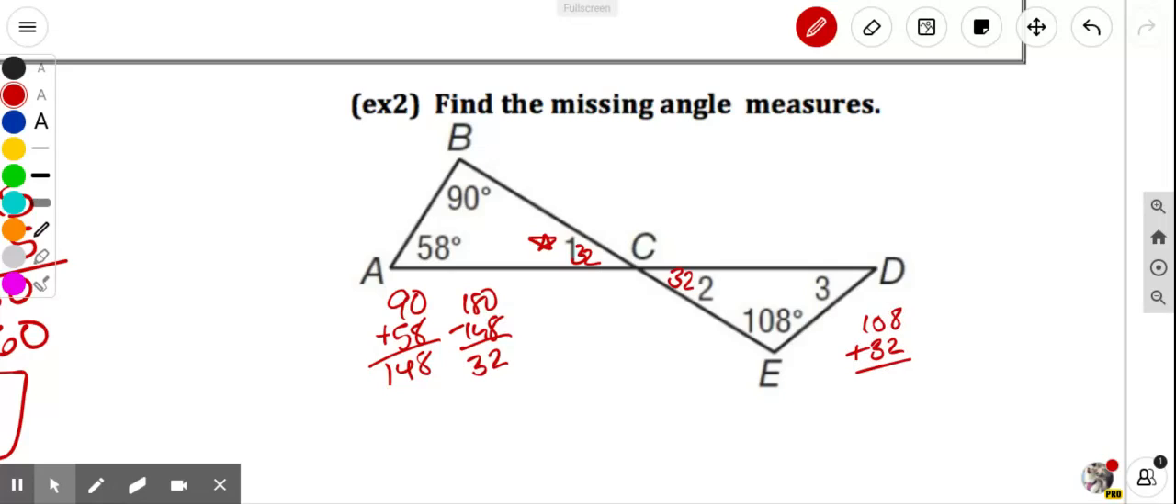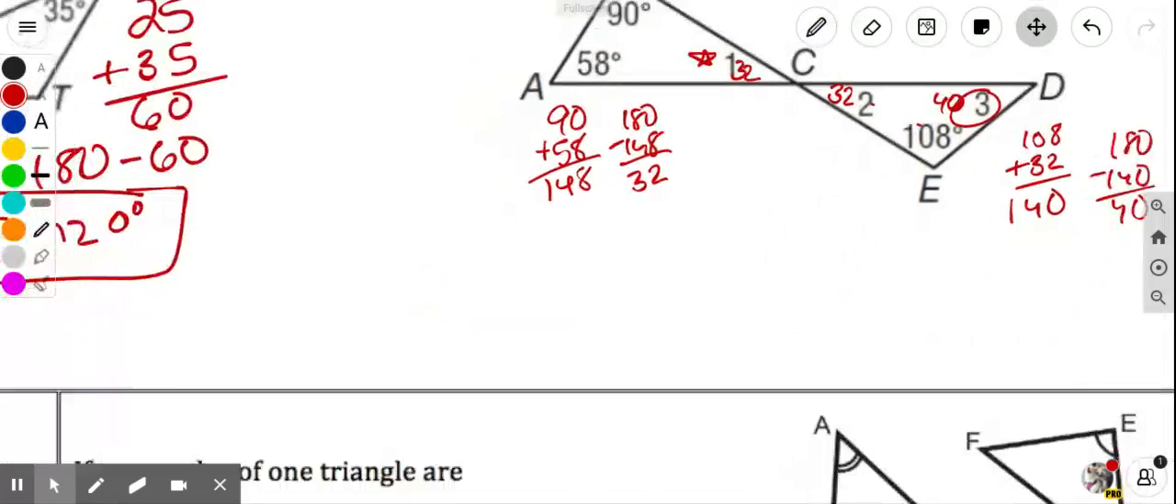So now, I should probably say what I'm doing. Now I'm going to add these two and subtract from 180 to give us angle 3. So 108 plus 32 would be 140, and then 180 minus 140 would be 40. So angle 3 would be 40 degrees. And that's how we would solve something like that.